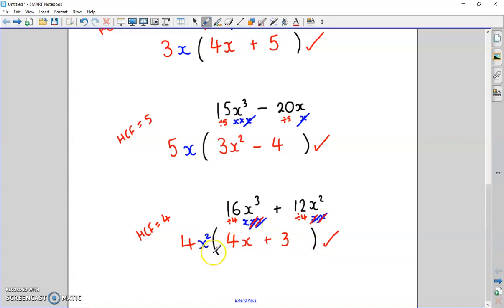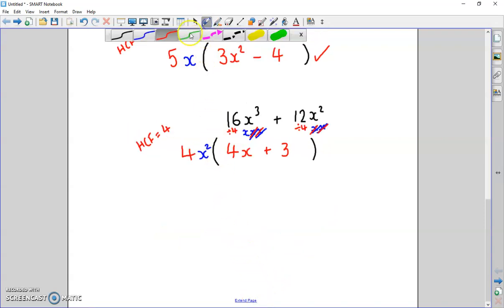Now if you've done it properly, yes, we've got some x's left there, but at least one of your terms should have lost all of its x's. If I still had some x's lying around here, then that would mean that I didn't take enough to begin with. I should have taken more. So one of the terms should lose its x's altogether if you've done it properly.